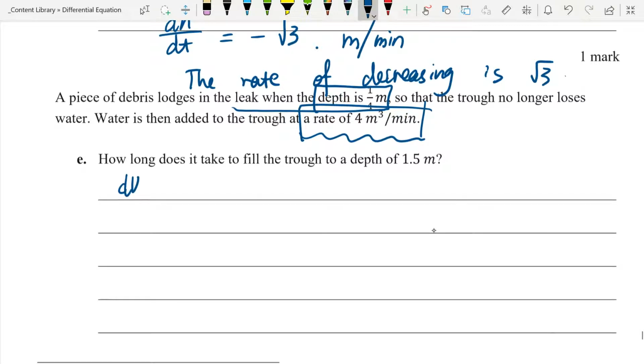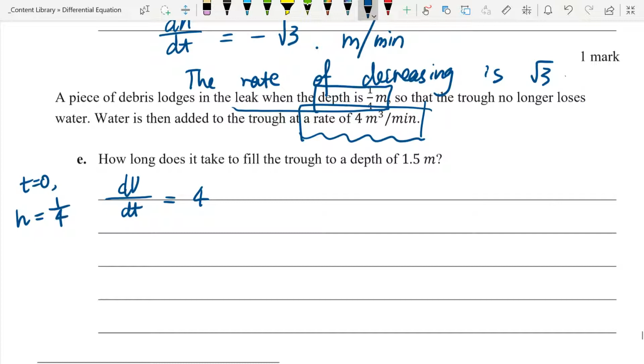So if I use dV over dt in this situation, it equals 4. Okay, so that's a positive rate. Let's forget about what's happening before. So we start the time at 0 now. Let's assume that's when time equals 0. Like we restart the system, and then the water at the initial amount is h equals a quarter. Okay, that's what we think at the beginning.